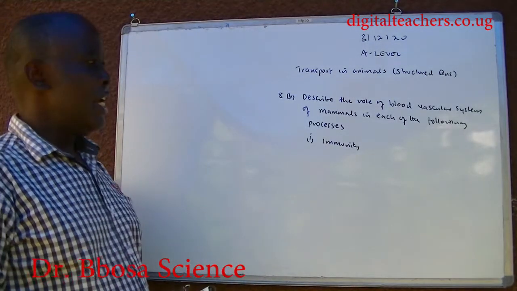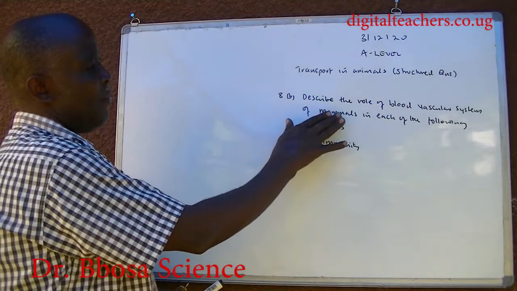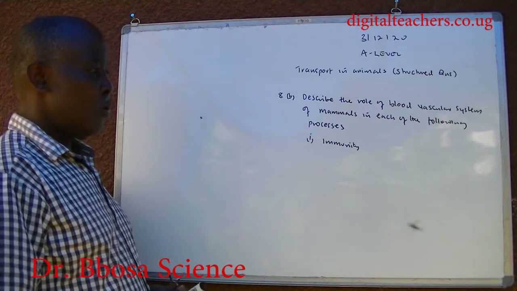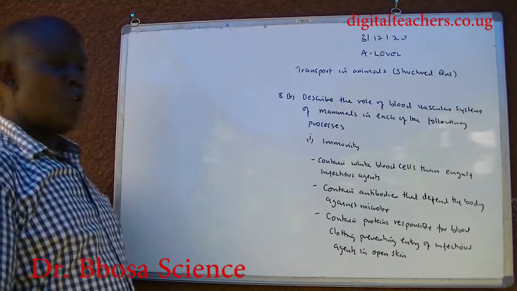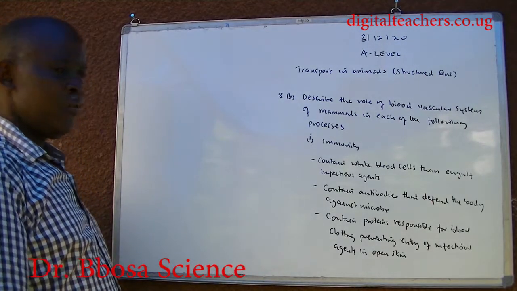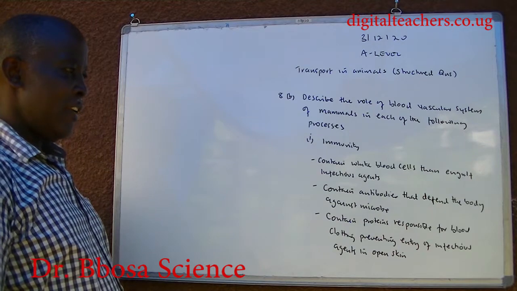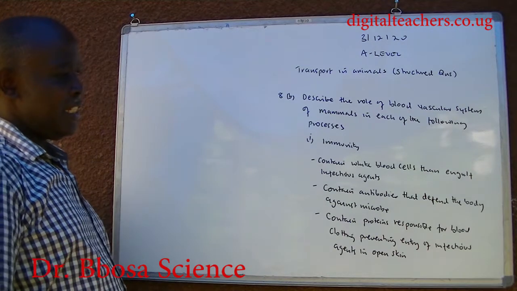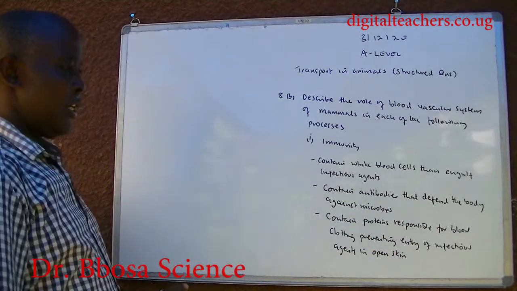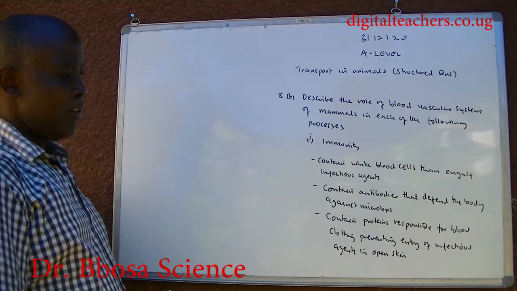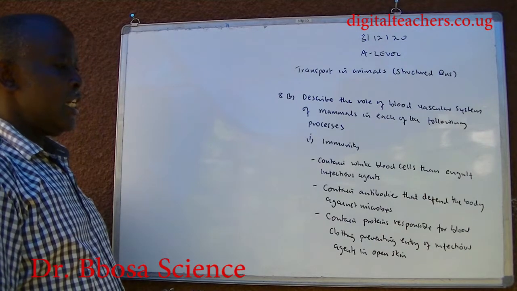8b, describe the role of the blood vascular system of mammals in each of the following processes. 1. Immunity. 1. Contains white blood cells that engulf infectious agents. 2. Contains antibodies that defend the body against microbes. 3. Contains proteins responsible for blood clotting, preventing entry of infectious agents through open skin.